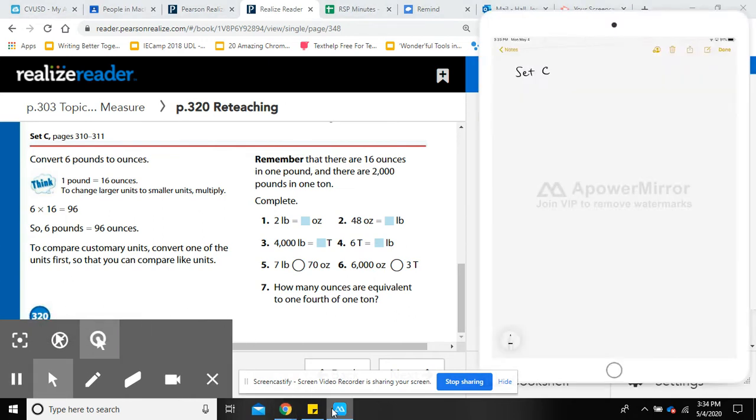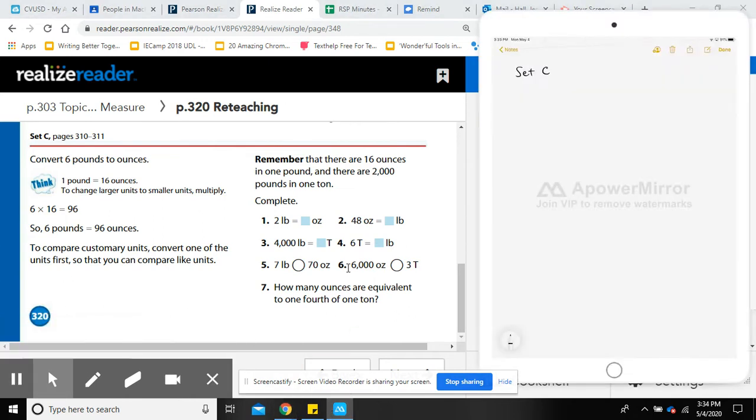Okay, so set C is working with 13-3, which is converting customary units of weight. We're working with pounds, ounces, and tons. So let's do a few of these problems.